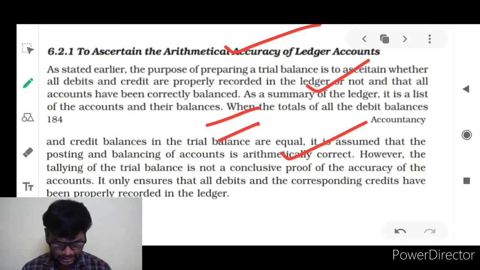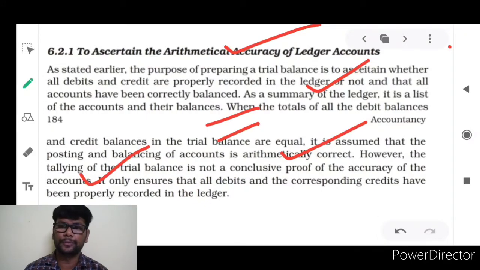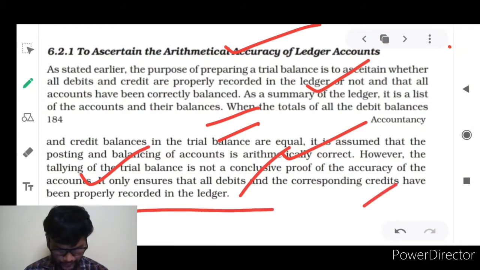However, the tallying of the trial balance is not a conclusive proof of the accuracy of the accounts. It only ensures that all debits and corresponding credits have been perfectly recorded in the ledger. It is not a conclusive proof. It just ensures that all the debits and credits in the ledger accounts are entered properly. So it ensures that alone.